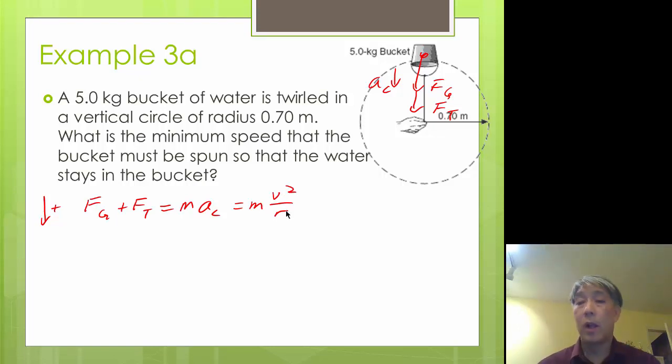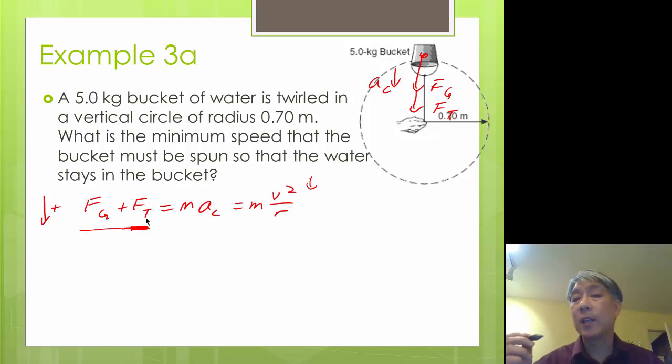Okay, well, as my speed gets smaller and smaller, the left side of my equation must also get smaller and smaller. But the force of gravity is fixed. It's just mass times 9.8, mass times g, every single time. It doesn't change. So what changes is my force of tension. This goes smaller and smaller until it gets to 0.